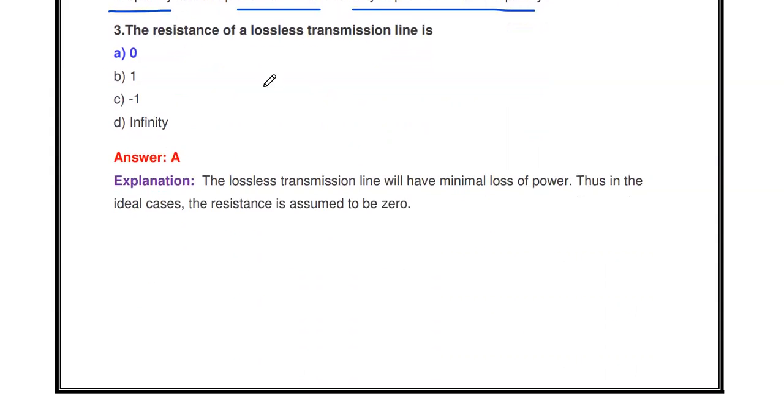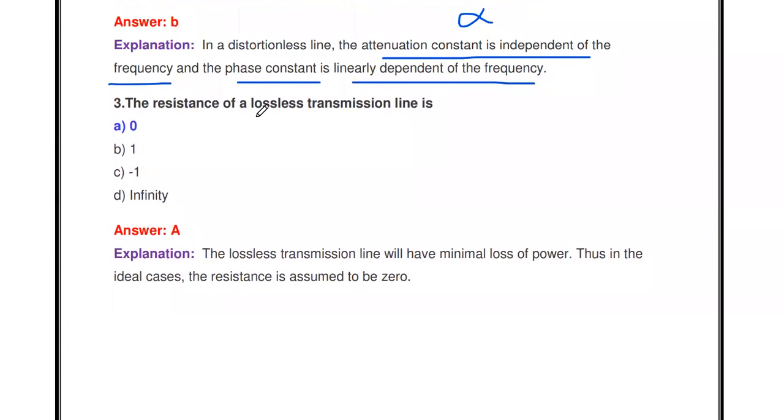Then the next one: the resistance of a lossless transmission line is dash. Already you know a lossless transmission line means there is no loss and no attenuation. That's why the resistance R value of a lossless transmission line is 0.